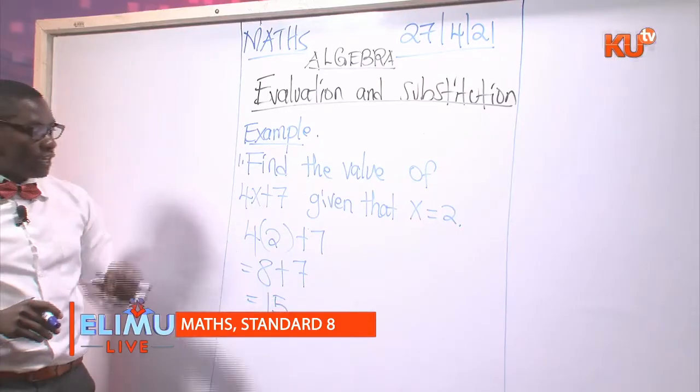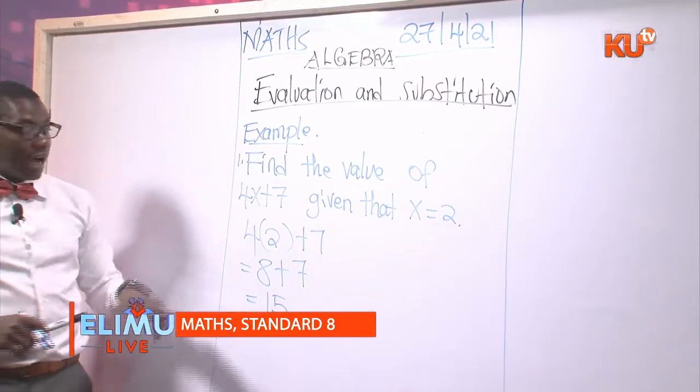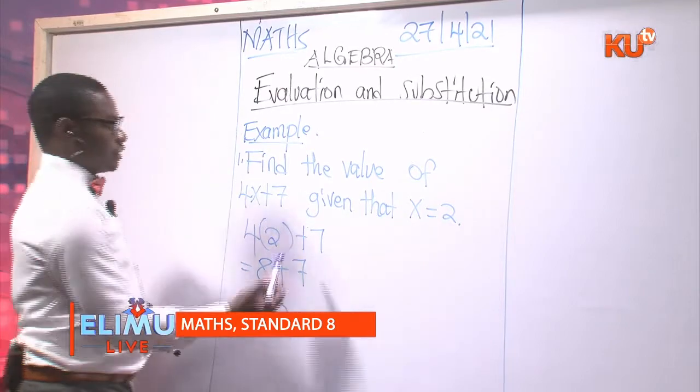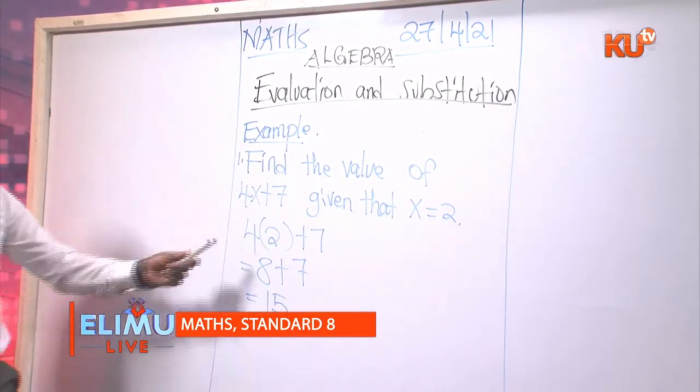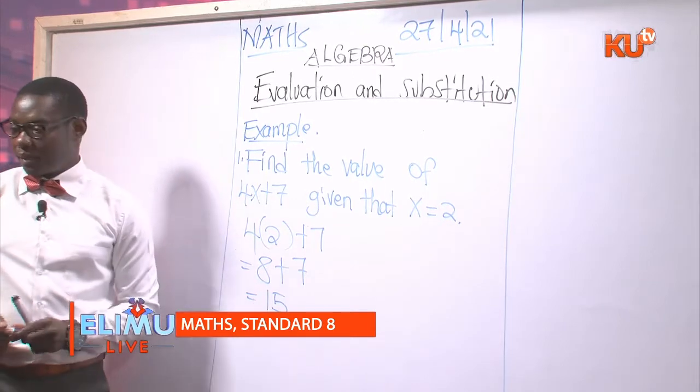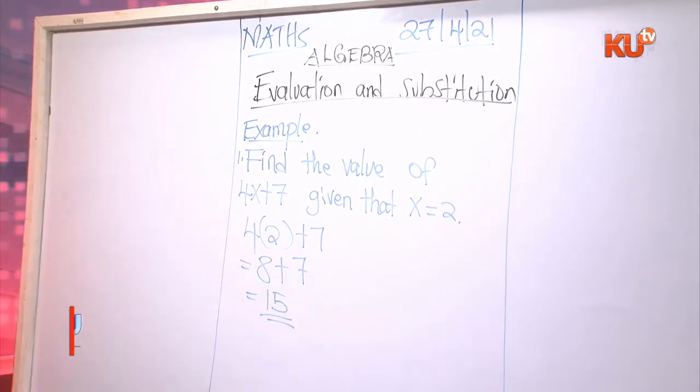That is how we replace the unknown values. So you take the value that is unknown and you multiply by the figure. So our unknown value is x, and x is 2. So 4 times 2, that is 8. 8 plus 7 is equals to 15.